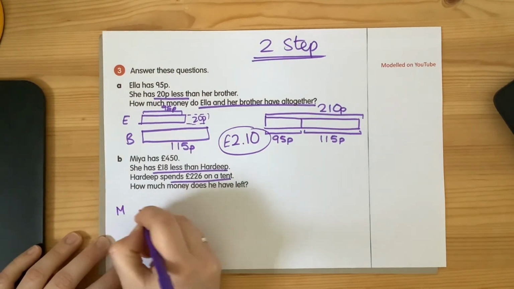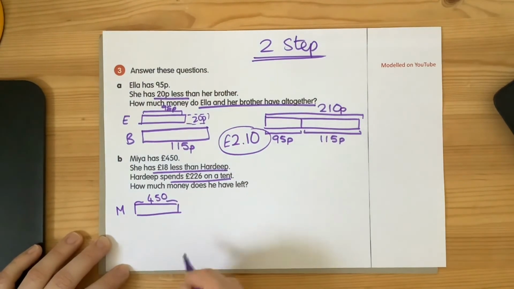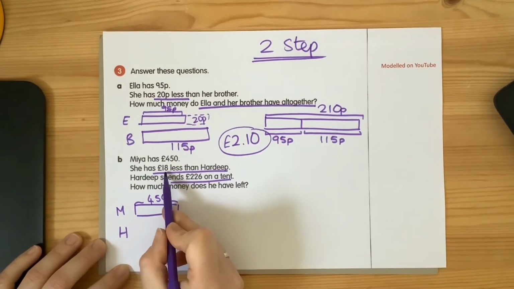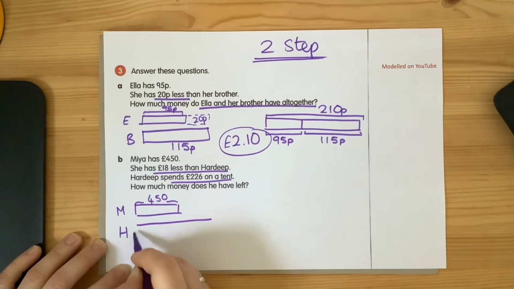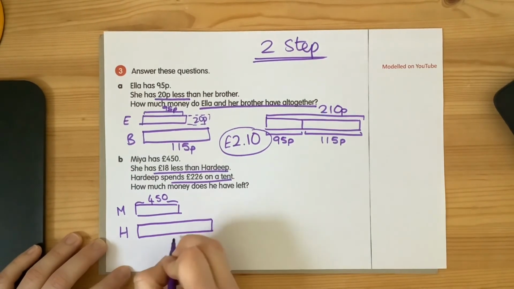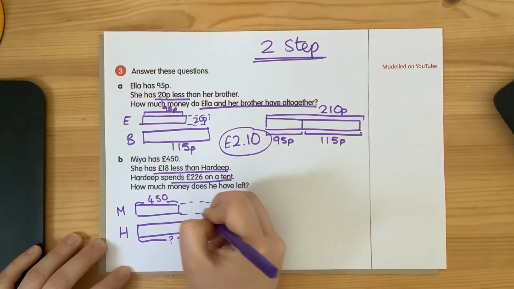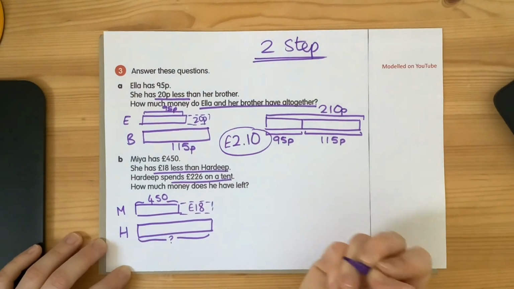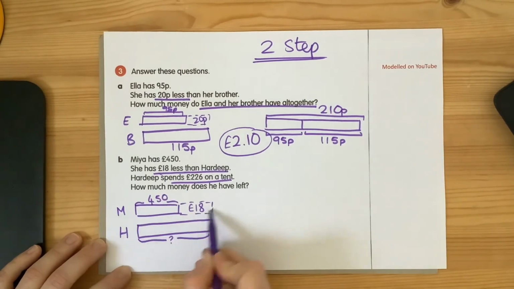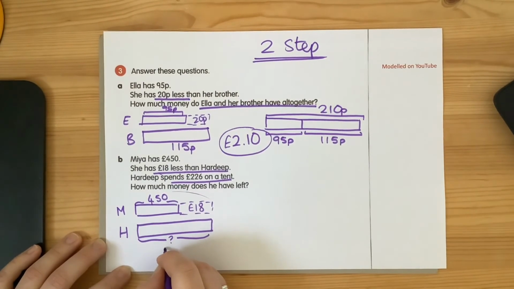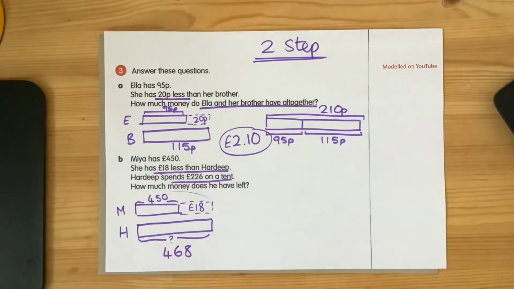So I know that Maya has £450. That's her bar. Now Maya has £18 less than Hardeep. That means Hardeep has £18 more. So her bar is shorter and his bar is longer. Now, I don't know yet the amount Hardeep has, but I know that he does have £18 more than Maya, because I know that Maya has £18 less than him. So look, now if I put those two together, I find out that he actually has 468, because I'm adding 1 ten and 8 ones to 450.